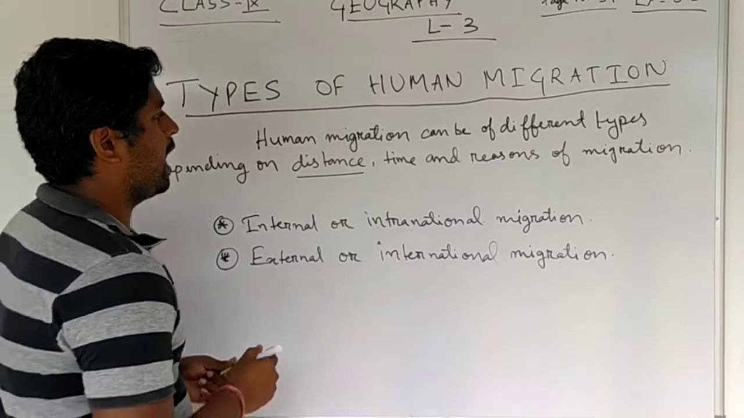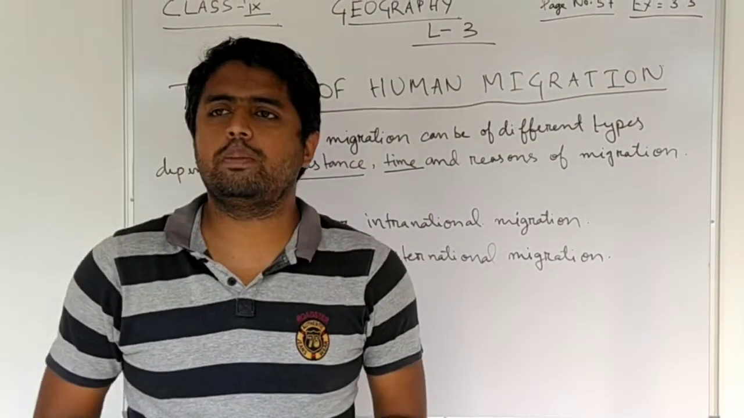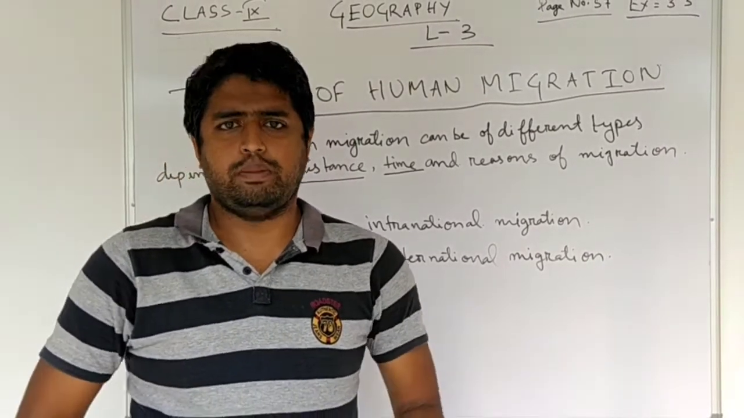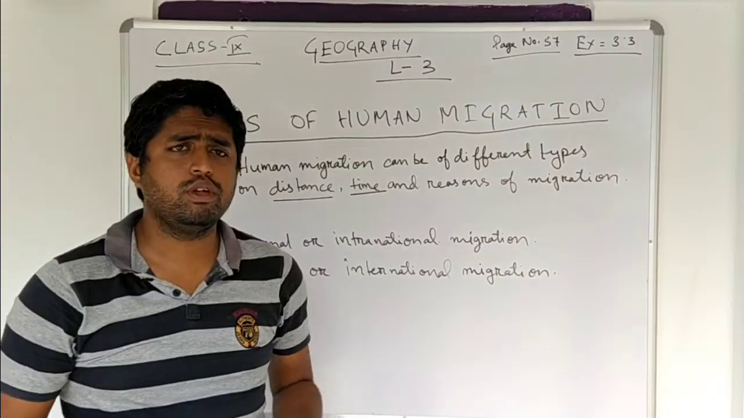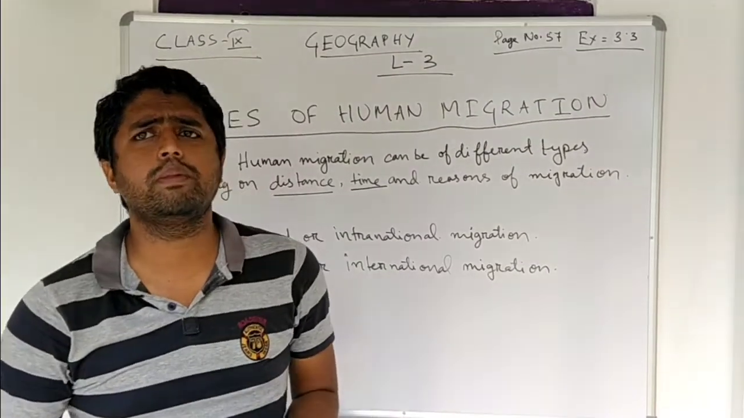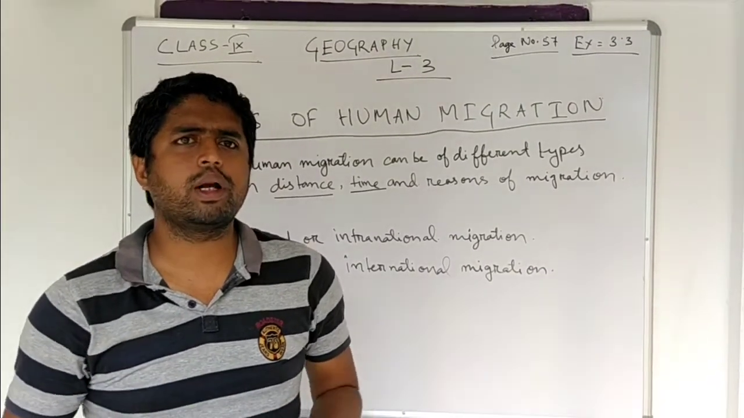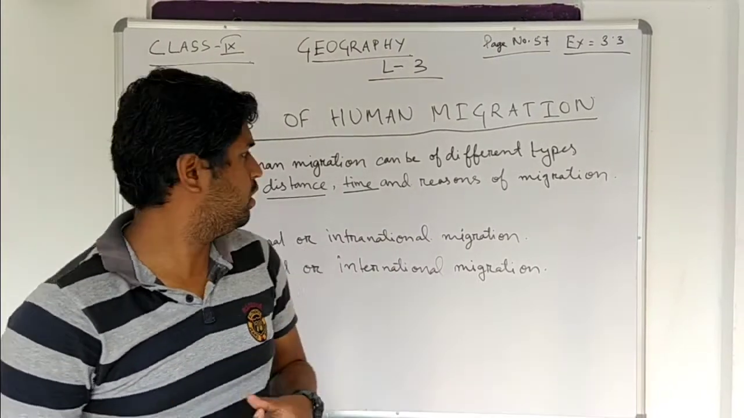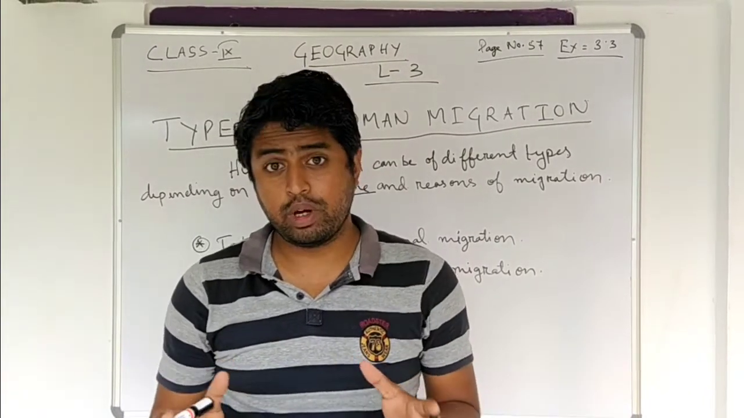Next, we have time. If we divide on the basis of time, it can be of many types. So if we talk about time, there may be mainly 4 types: short term, long term, seasonal or permanent migration. Short time migration, so you have understood. Long time migration also I hope you can understand.